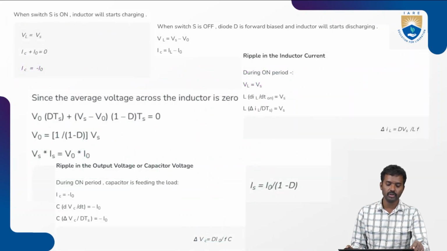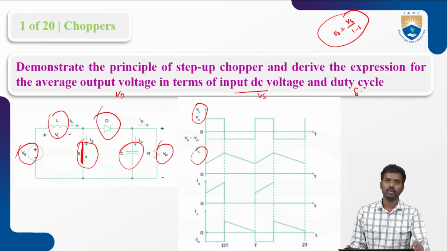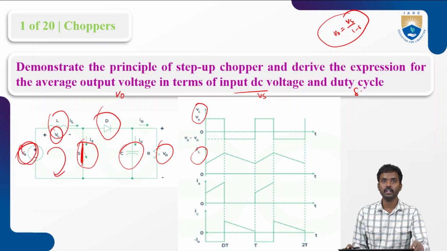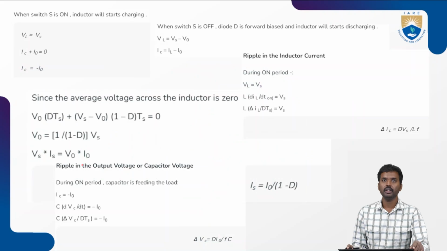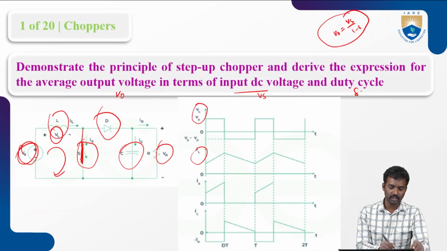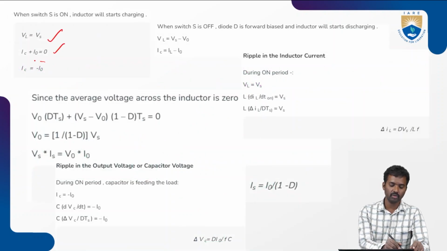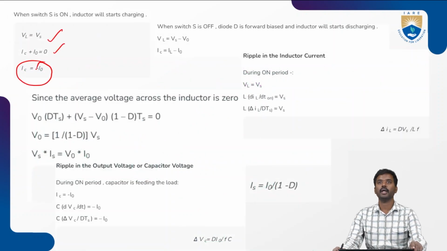So VL equals Vs. Voltage across the inductor, if you apply KVL in this loop, VL equals Vs. And next, IC plus I0 equals 0. This is completely short circuit, so if you apply KCL at this node, IC plus I0 equals 0, IC equals minus I0.